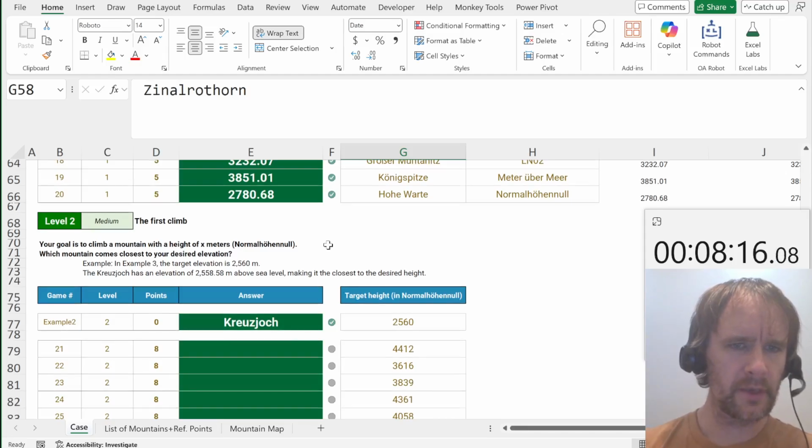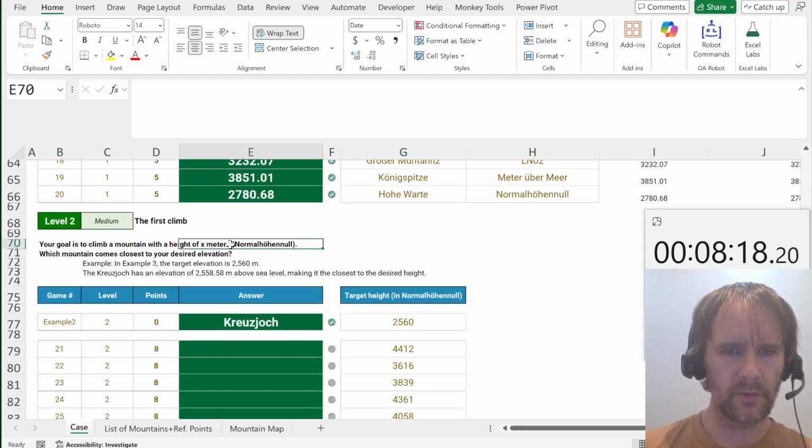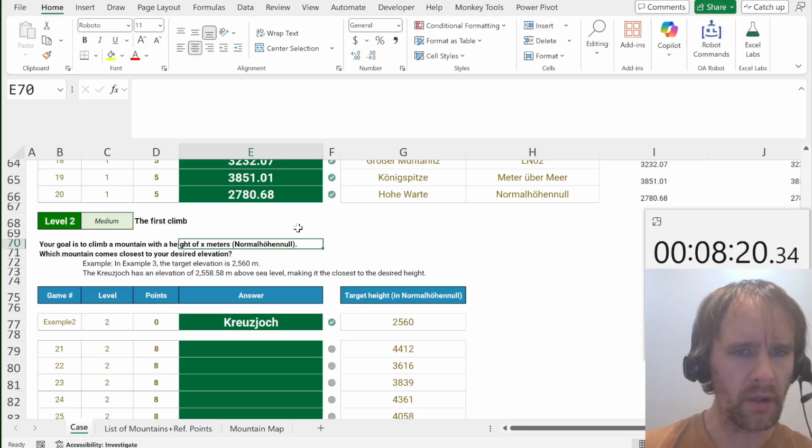First climb. Your goal is to climb a mountain with a height of X meters. Normal mountain comes closest to your desired elevation. Target elevation is this. This is an elevation of this above sea level.